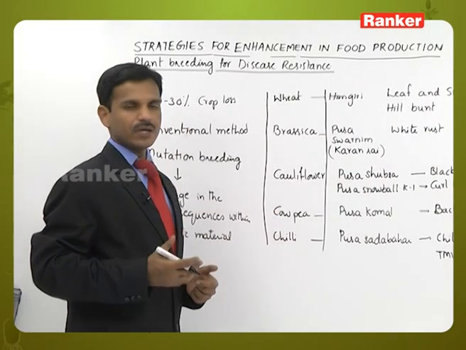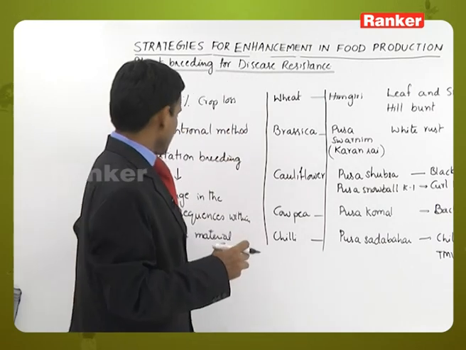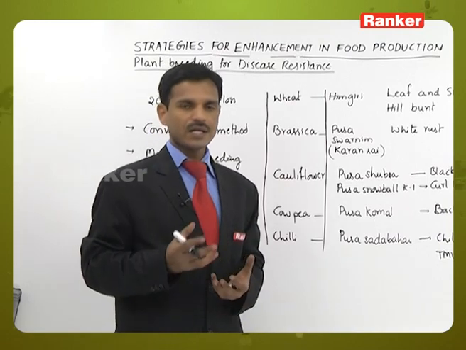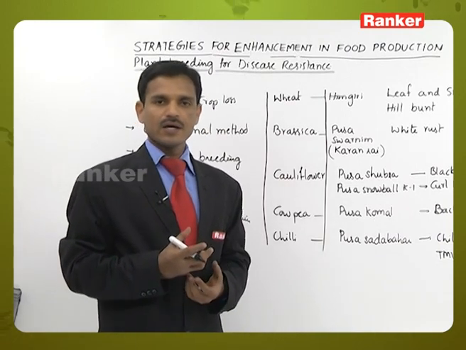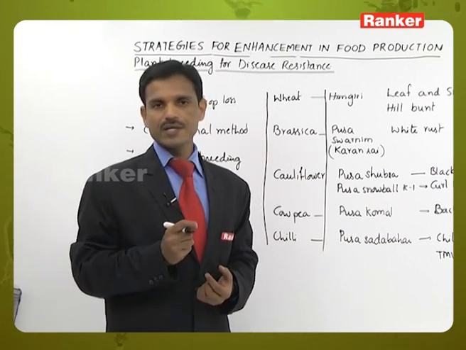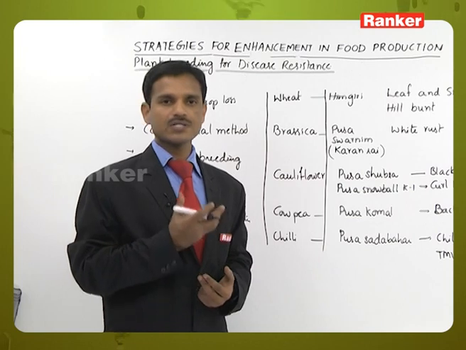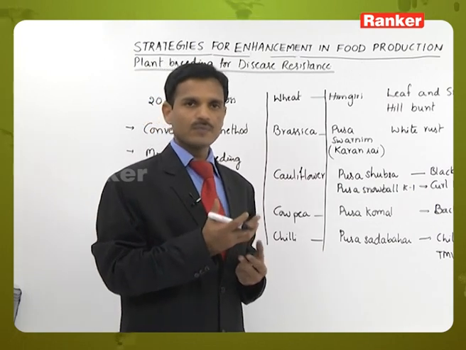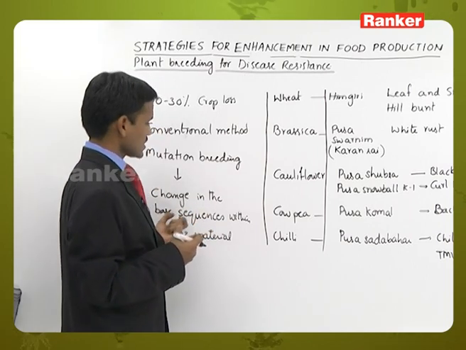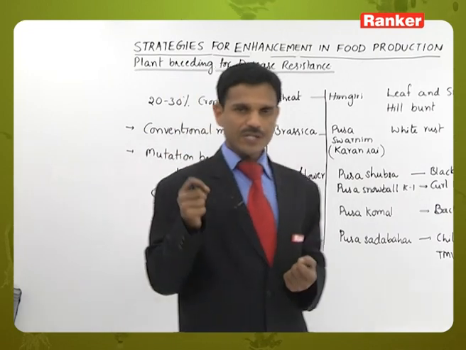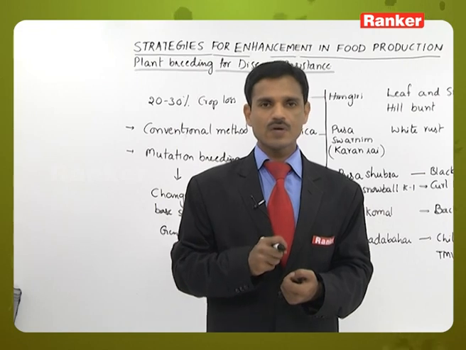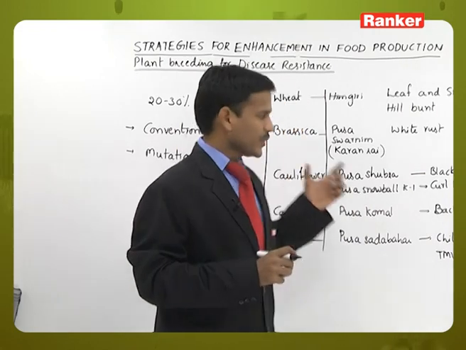The genetic material may be DNA or RNA. Here the change is in the base sequences. Bases mean nitrogen bases. DNA is composed of a number of nitrogen bases or nucleotides. If one nucleotide is changed, that leads to a great morphological or physiological change. One nucleotide change can lead to a great morphological or physiological change in the body of the organism. That's why we use mutational breeding.